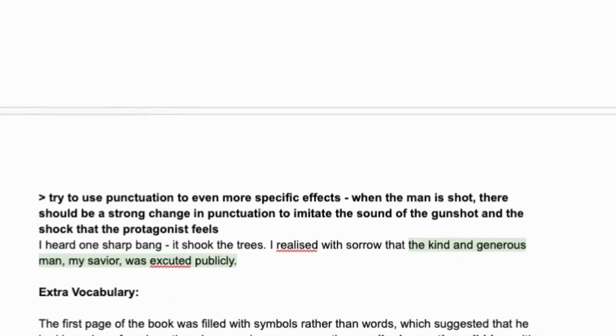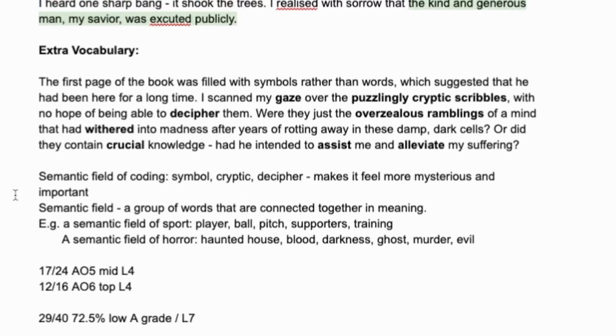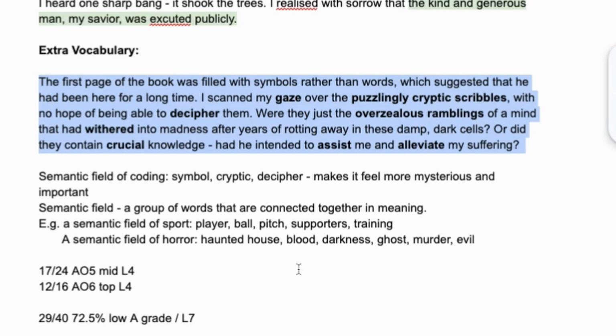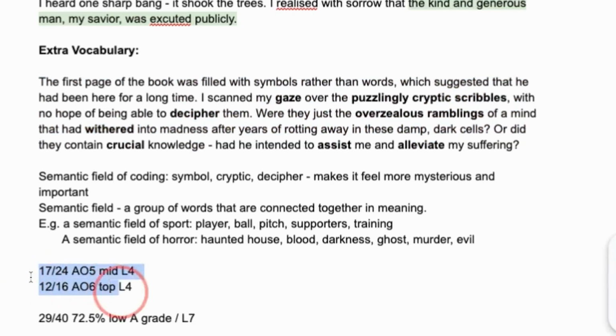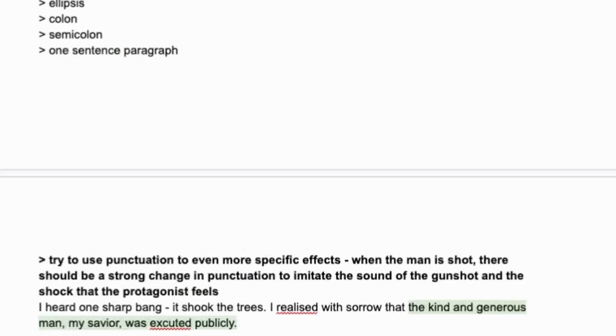In terms of marking, I actually gave a suggestion for extra vocabulary here, so you can have a look at that if you're interested in how to make your vocabulary even more precise and specific. In terms of grading, it gets a reasonably good content and ideas organization grade. It gets a little bit lower, I would say, on the spelling, punctuation, grammar type stuff.